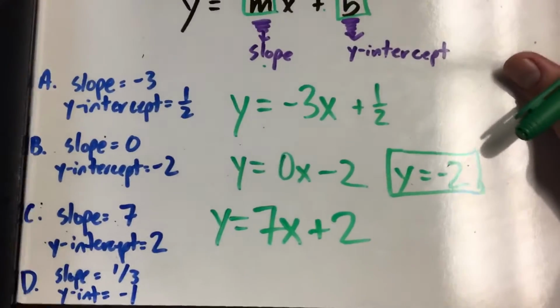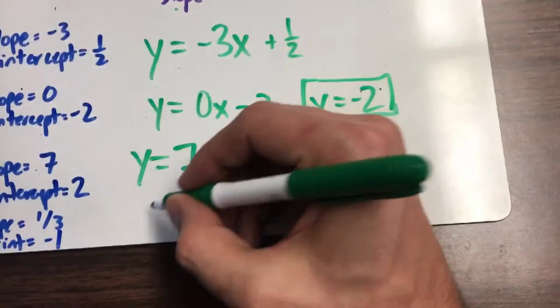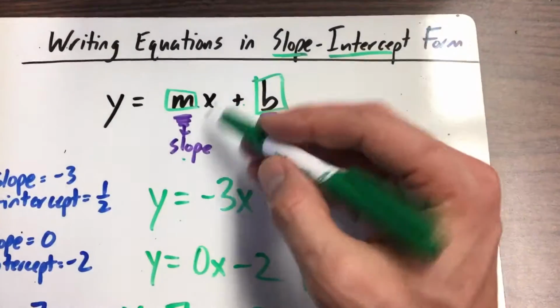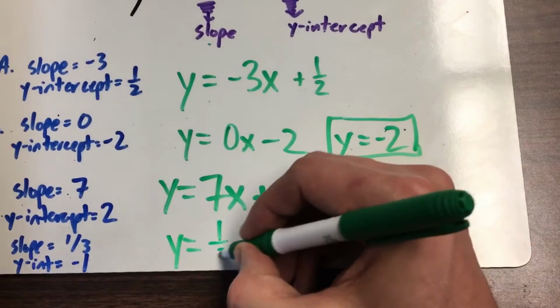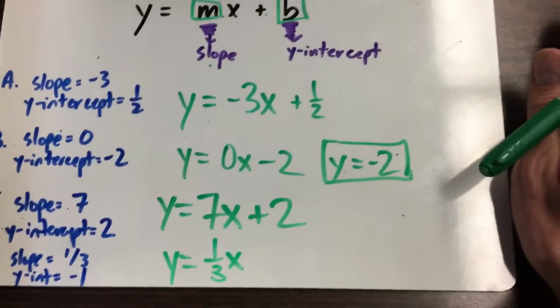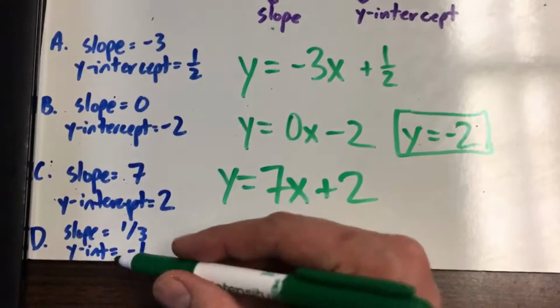And then the last one, the slope is 1/3. So y equals, the slope always goes here with the letter x. The slope is 1/3, so 1/3x. And then the y-intercept on this one is -1.